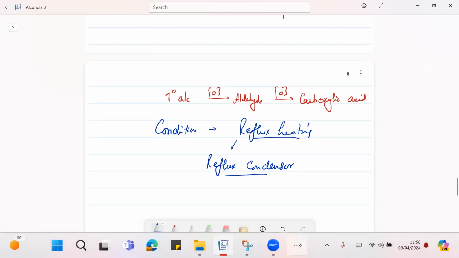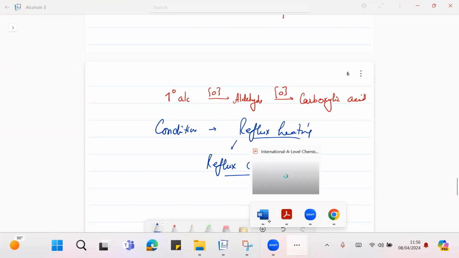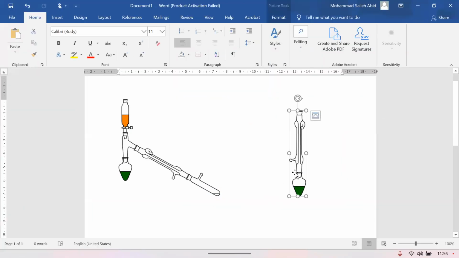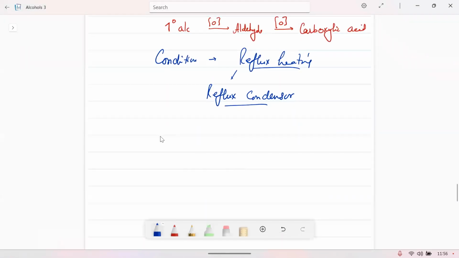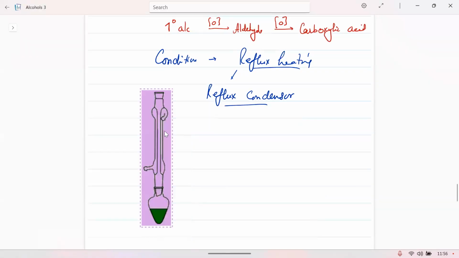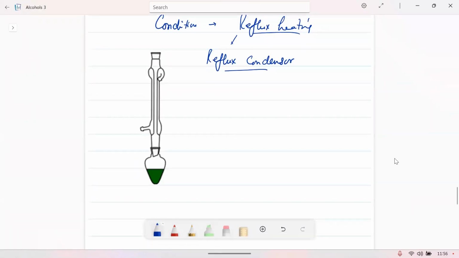So what does a reflux condenser look like? We have done this in the haloalkanes topic also. So this is a reflux condenser. Here you have your potassium dichromate, your oxidizing agent. Originally it is orange in color. As the reaction takes place, it will turn to a green solution. And we know which species is responsible for the green and which species is responsible for the orange color. And then you have your alcohol over here.